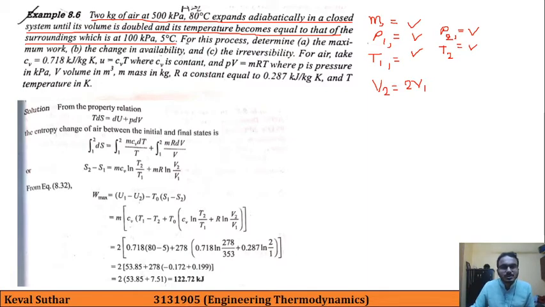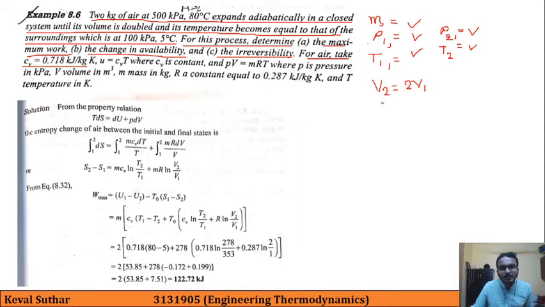Now what we need to determine here, for this process, is first the maximum work, that is W max. Second is change in availability, and third is irreversibility. For air, we are also given the value Cv is equal to 0.718 kilojoule per kg Kelvin.